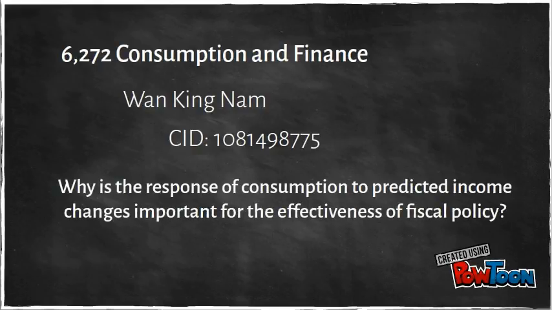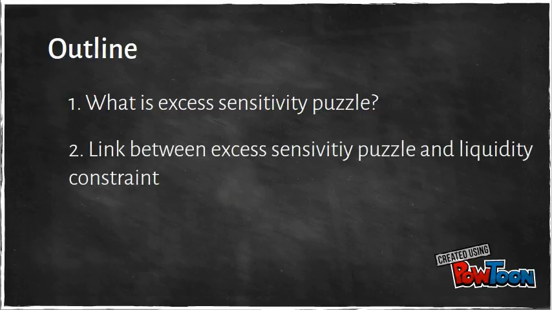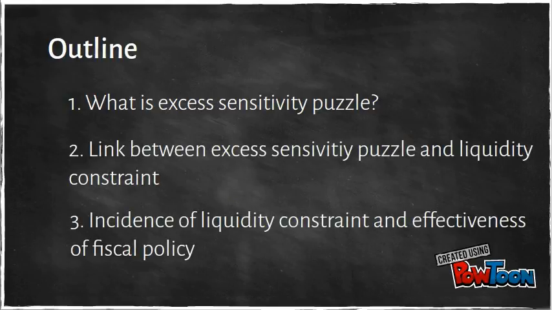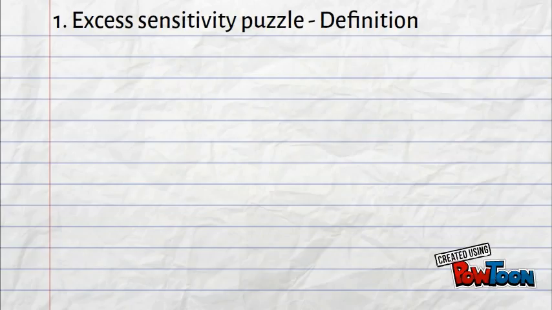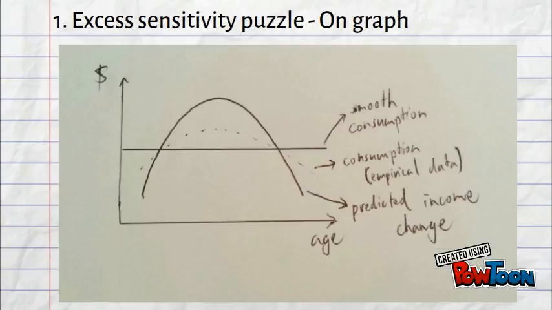In this video, I'm going to discuss whether the response of consumption to predicted income changes is important for the effectiveness of fiscal policy. The video is broken up into three parts: the excess sensitivity puzzle, the liquidity constraint and its link, and also the effectiveness of fiscal policy. So first of all, let's look at the definition of the excess sensitivity puzzle. It means that consumption appears to be too sensitive to predicted income changes over the life cycle.